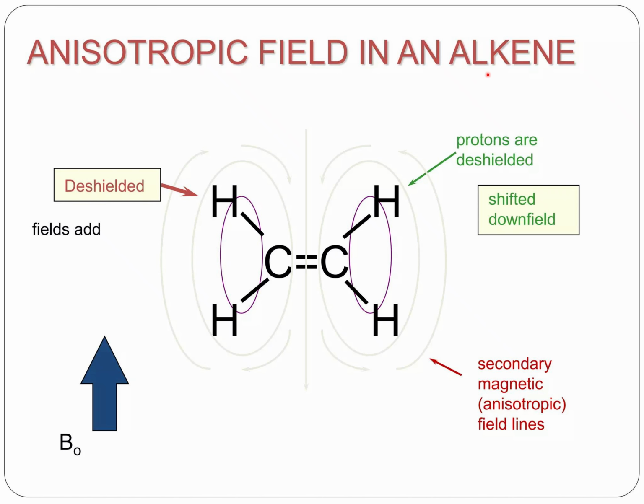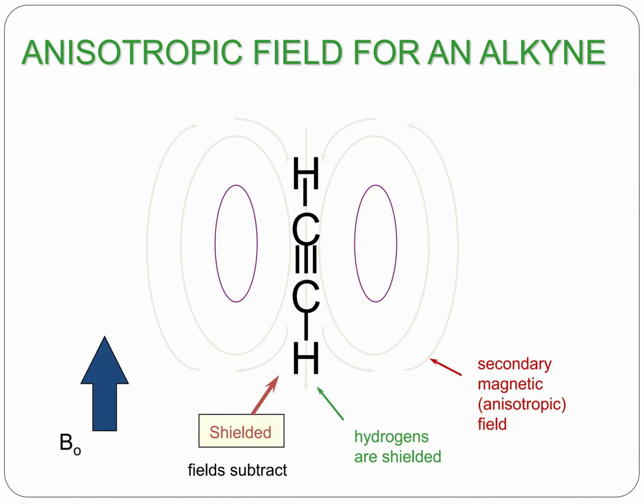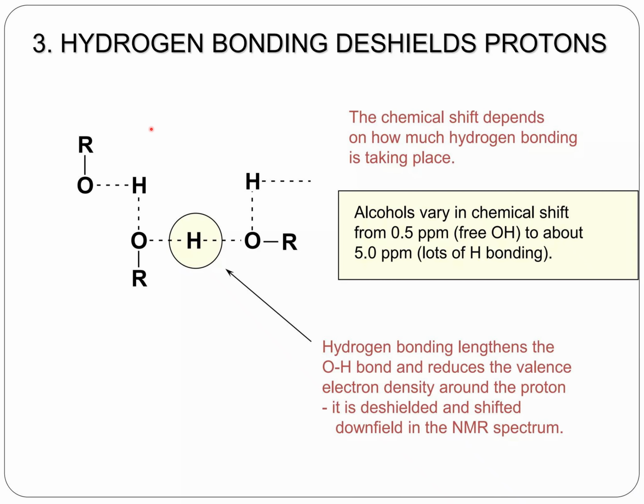Also the anisotropic effect in alkene, the deshielding has been shown towards the downfield. In alkyne, you can also see the shielding. The hydrogen is shielded, but a secondary magnetic anisotropic field has occurred. Then hydrogen bonding, deshielding the proton. You can see, for example, this is a hydrogen. It is shielded by an electron.